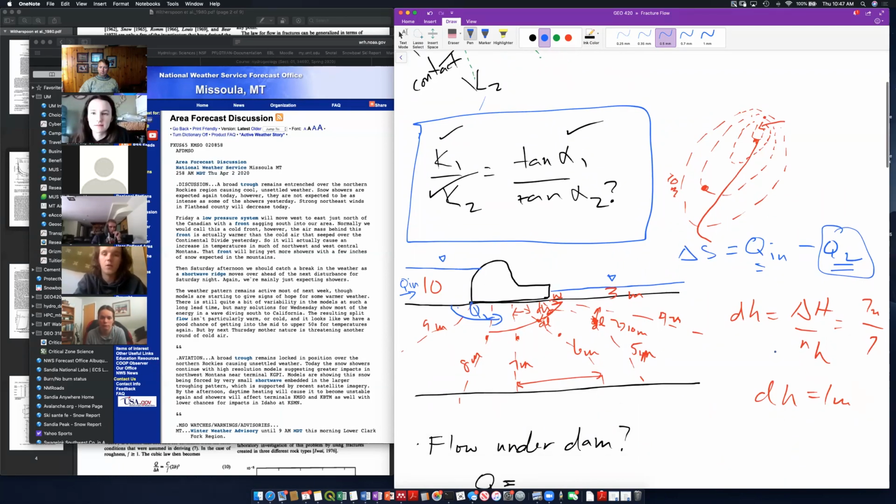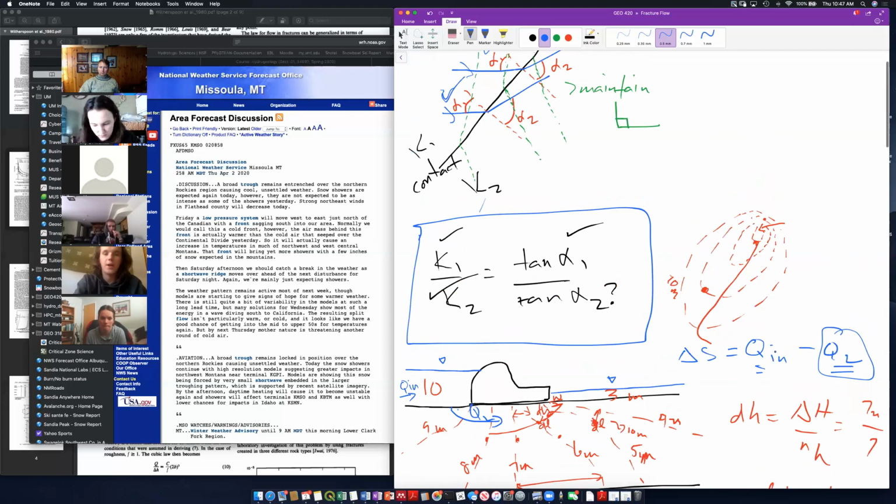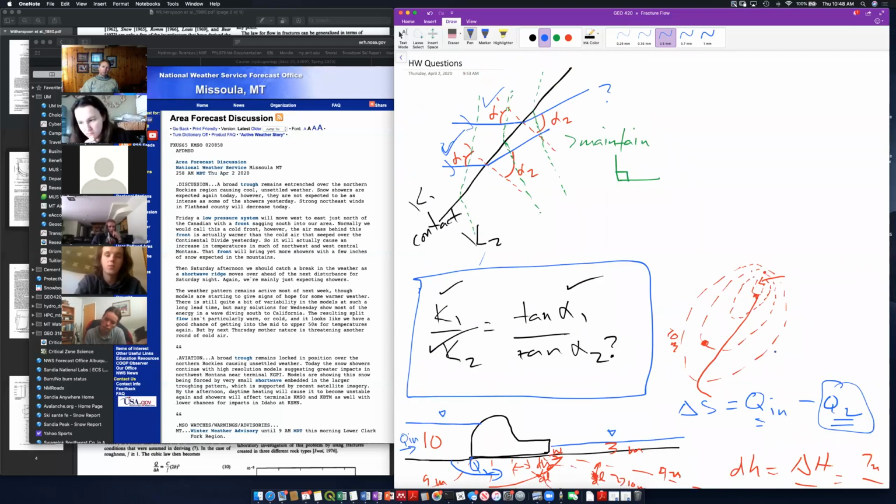Can you scroll up real quick and just show that diagram for the contacts between the two hydraulic conductivities? Right there. Thanks.